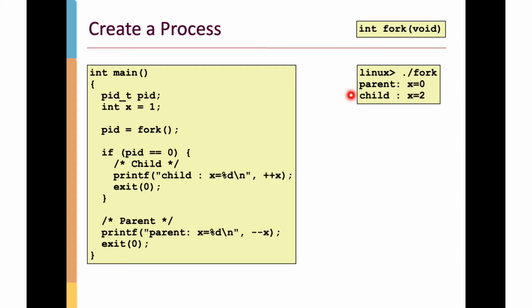Note that this is one possible sequence with which those two outputs can appear. Because they're actually coming from separate processes, we could also have expected to see child x equals 2, and then parent x equals 0. There's not really any synchronization going on here. Whatever order the operating system happened to sequence and schedule these two processes determines the sequence with which those appear in the standard output. So that's the behavior of the fork system call.